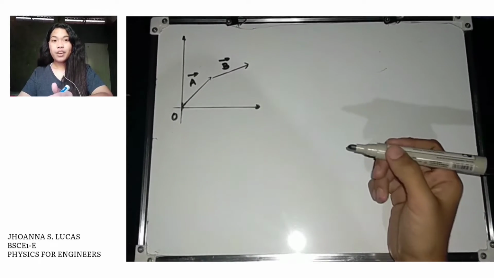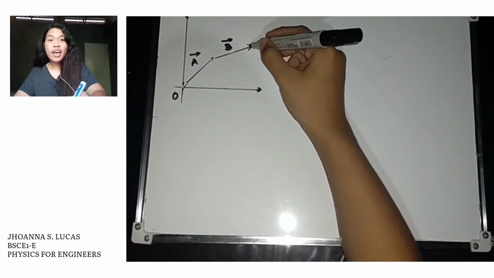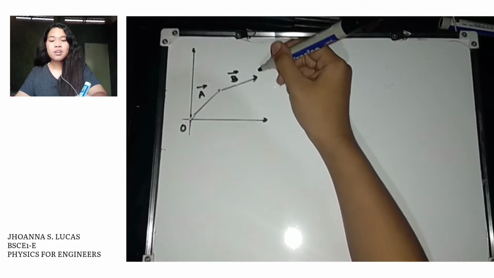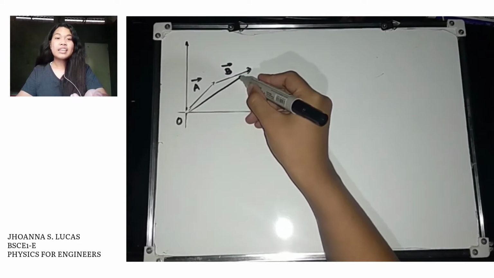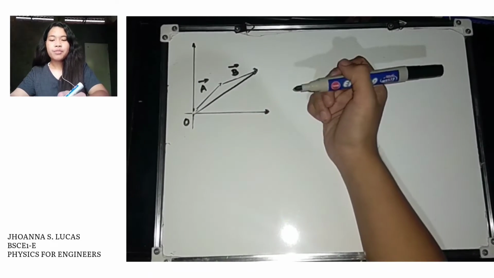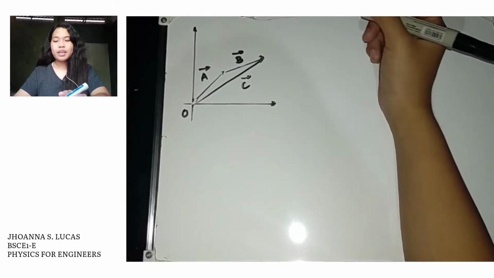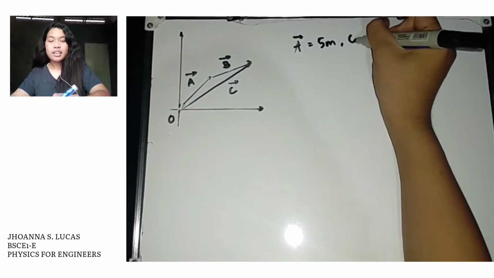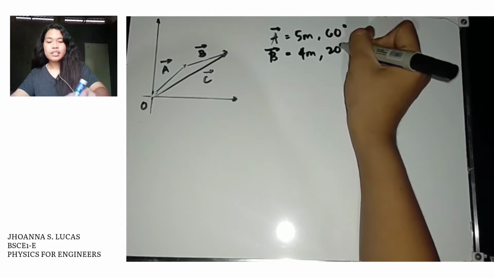tail of our vector A, and the head of our vector B. So since this is vector B, this is its head, we will connect the two of them for us to know where our vector C, or our vector sum, is. So since we already found it, we will put the values of vector A and vector B. Vector A has 5 meters and 60 degrees, and for vector B we have 4 meters and 20 degrees.